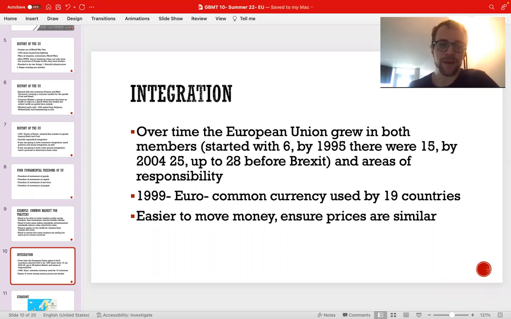So over time, the EU grew in membership as well as its responsibilities. It started with 6 members, and then by 1995, there were 15. And by 2004, there was the largest enlargement to 25 with the addition of post-communist states in Eastern Europe. And just before Brexit, which we'll go into in a little bit, there were 28 member states. And with the UK leaving in 2016, there's now 27.